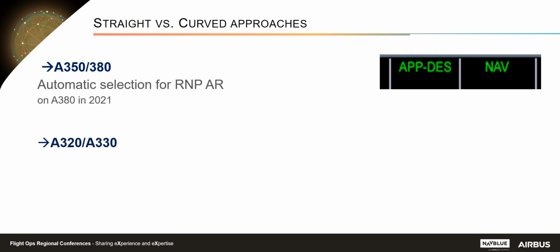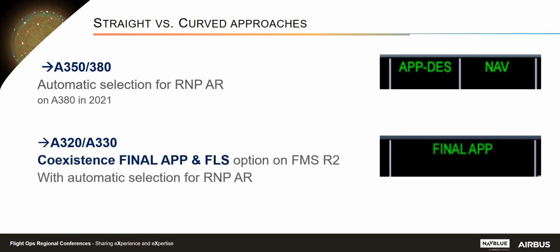It will be extended to A380 in the future RNP AR below 0.3 option planned in 2021 in batch 7. On A320 and A330, previously FLS and FINAL APP were exclusive, which means that if you select the FLS option, you don't have FINAL APP anymore, so you cannot install the RNP AR option. But it is no more the case. The coexistence option proposed with FMS Release 2 on A320 and A330 proposes the same kind of design as for A350. For all approaches, XLS is proposed except for RNP AR approach, where FINAL APP is automatically selected by the FMS.